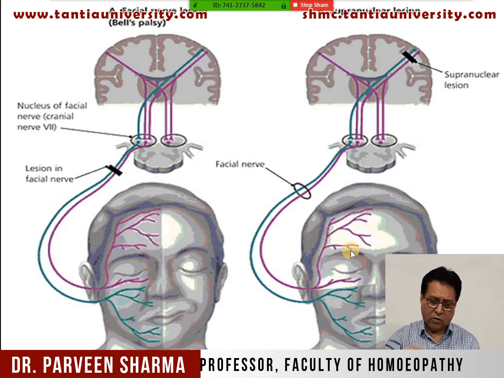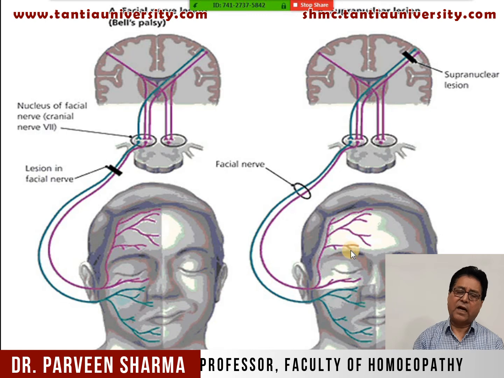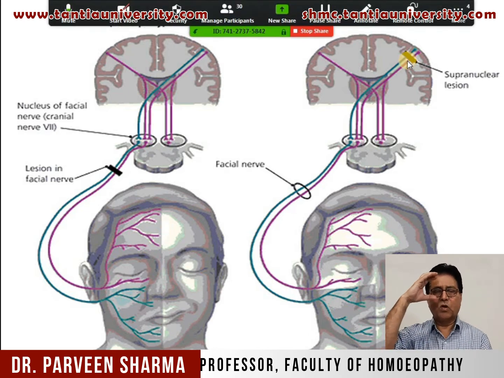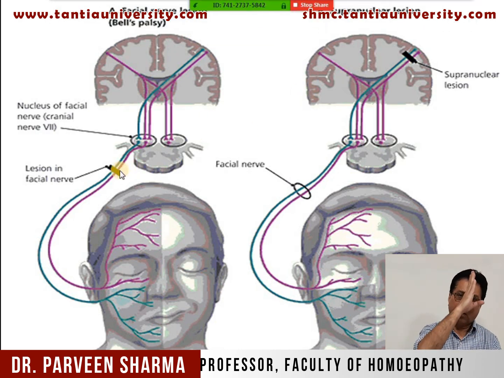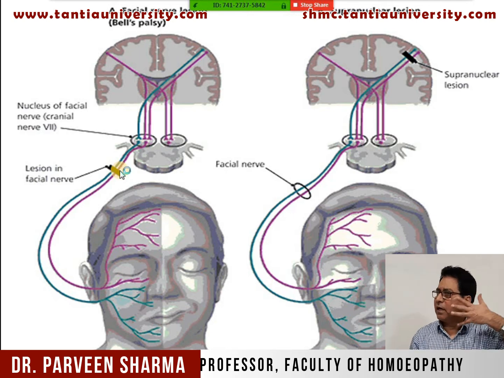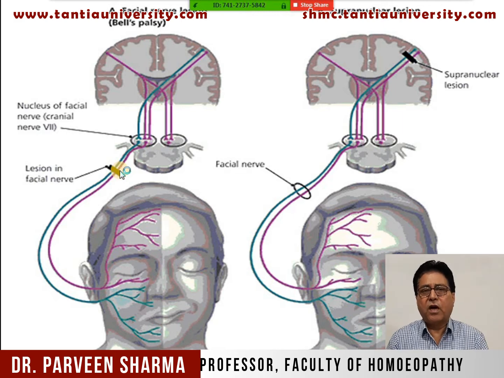A supranuclear lesion especially occurs in paralysis. The patient who comes with paralysis or hemiplegia, and if there is damage to the cerebral cortex, that patient won't have paralysis of the upper half of the face. But in the lower half of the face, the paralysis is there. In an infranuclear lesion, the whole half of the face becomes paralyzed, the reason being all the branches of the facial nerve are damaged. So this is the difference between supranuclear and infranuclear lesion.